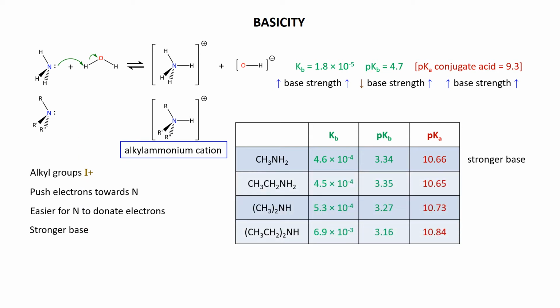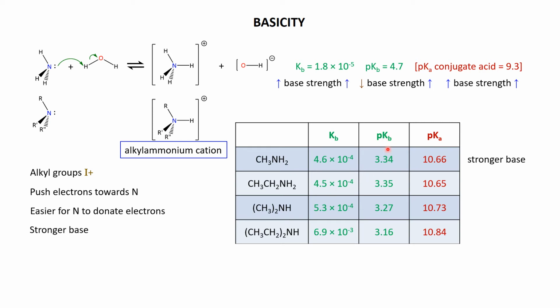Now, if I expand this table a little bit, I want to make 2 points. The first is that as we go from methylamine to dimethylamine, it gets even stronger, 4.6 times 10 to the minus 4 going to 5.3 times 10 to the minus 4. So the more methyl groups, the more alkyl groups generally you have, and it's generally true, the stronger the base you're going to have.